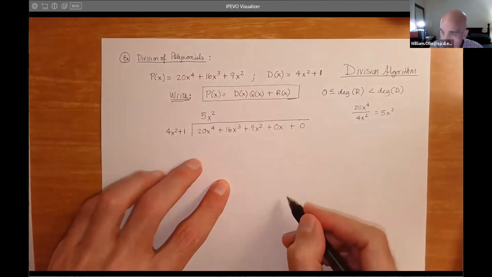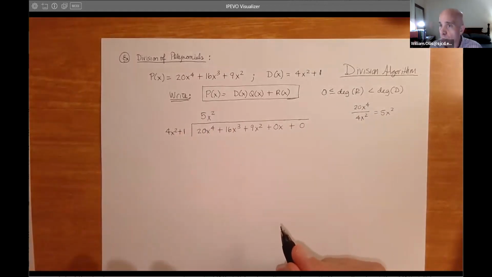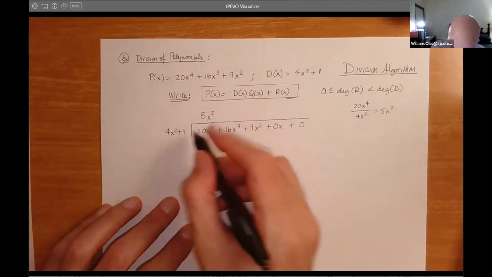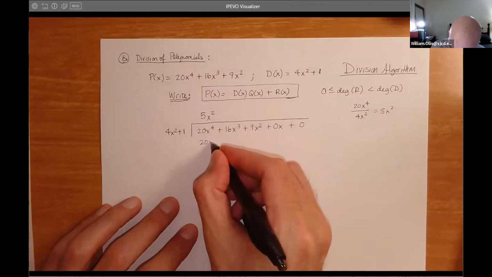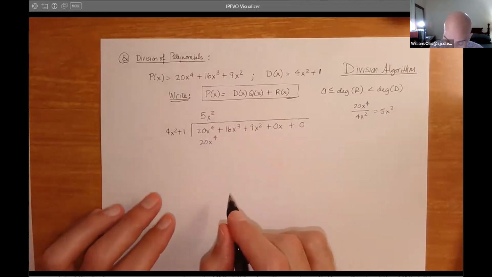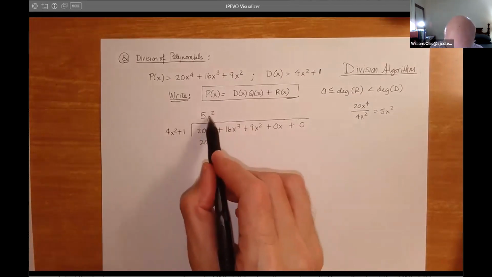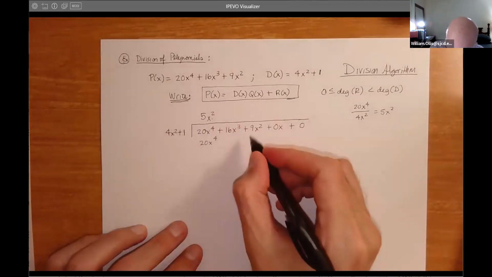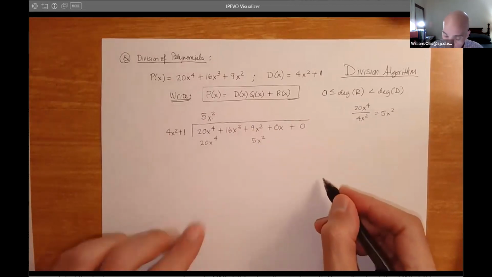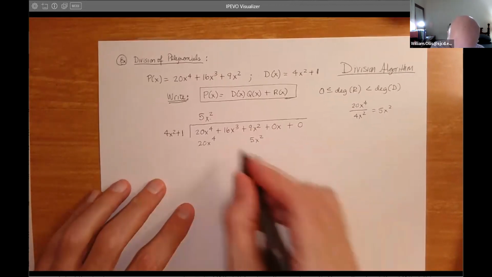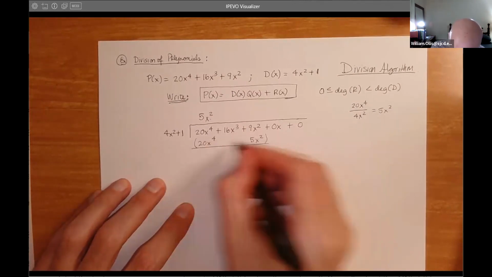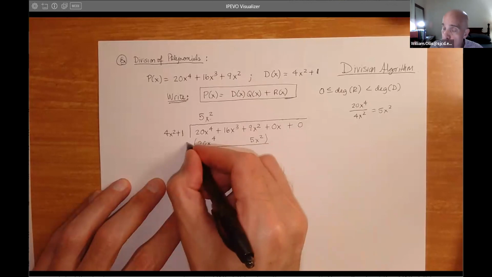Okay? And then just in regular division of integers, we now multiply. So 5x squared times 4x squared, of course, is 20x to the fourth. We just proved that by the division process that we did. And then now we have 5x squared times 1. So this will be a 5x squared under the x squared column. We don't have anything to put here. And then the division process says we subtract, and then what's left over.